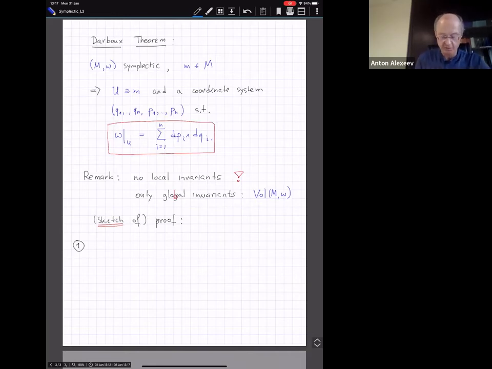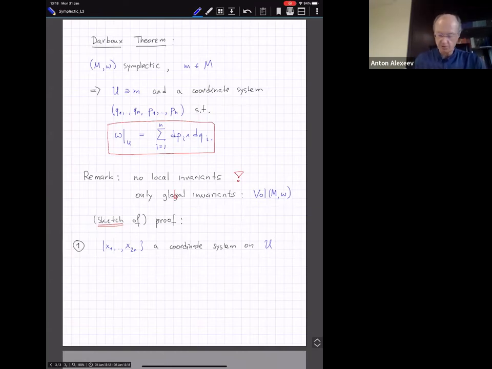We start in the following way. So we want to find a very good coordinate system near M, but let's start with some coordinate system, x1, x2, ..., xn. Let's choose a coordinate system on U. And as before, without loss of generality, I can think that 0 is my point M.